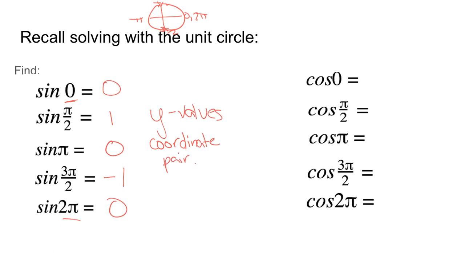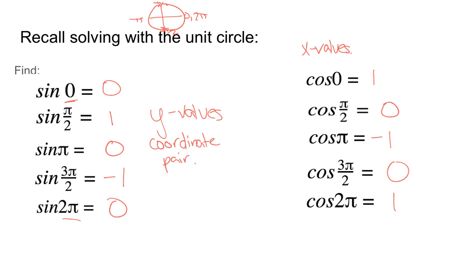Now x values are cosine. Hopefully you're starting to remember that cosine is the x and sine is the y. So cosine, once again, 0 to 2 pi. Cosine is 1 at 0, 0 at pi over 2, negative 1 at pi, 0 at 3 pi over 2, and then 1 back at 2 pi. So these 5 pieces are the most important pieces in what we are doing.